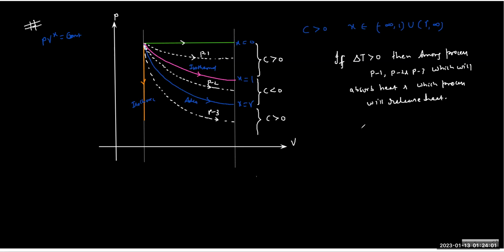We all know the relation dQ equals nC dT. So if dT is positive, then heat will be absorbed when C is positive. Any process with positive C will absorb heat upon heating. Any process with negative C will release heat upon heating. It's very interesting, so theoretically it is possible.